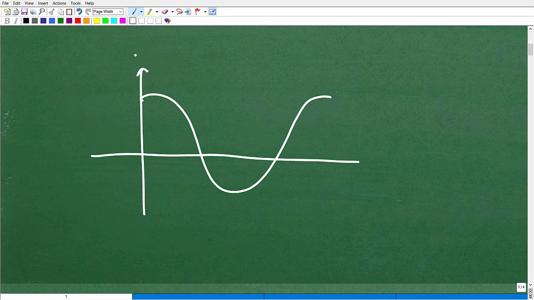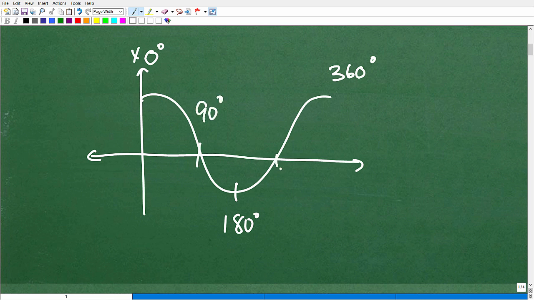When you're looking at the cosine graph, we start with 0 degrees and we end at 360 degrees. Halfway through is what? Well, halfway through is 180 degrees. So this point would be what? Well, that's 90 degrees, and this point is 270 degrees.